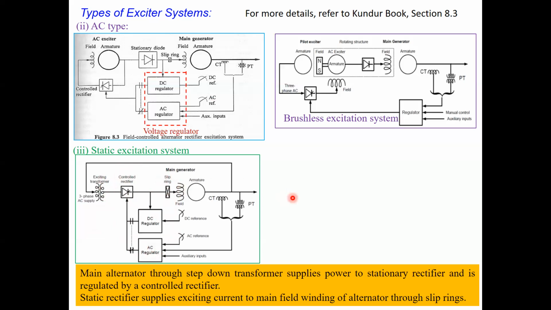Anything on this? So now I think it's clear what the source for excitation systems is, and how we achieve the power required for exciting the field circuit of the main generator. Yeah, it's more clear now.